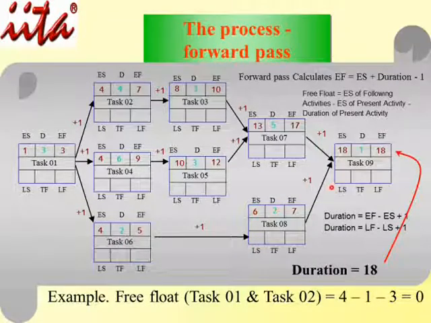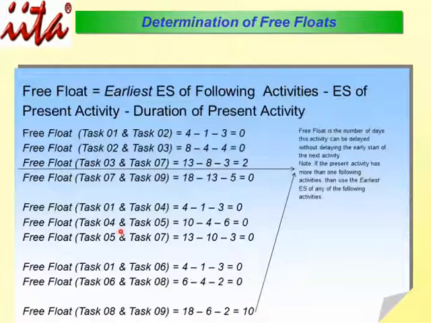We say the earliest of the following activity is 6, and the previous one, the present one, is 4. 6 minus 4 is 2. Then the duration, which is this, is 2. So we also have 0. So we have so many. We have calculated all of them.